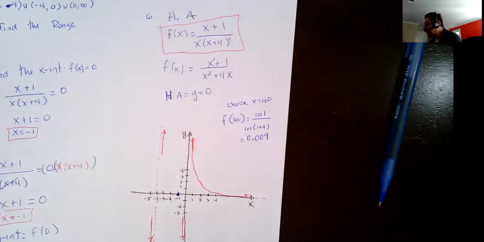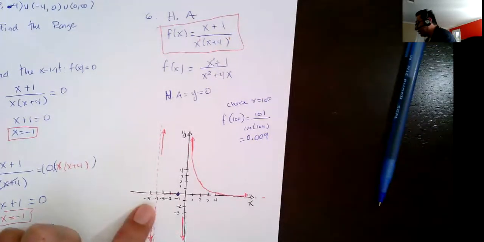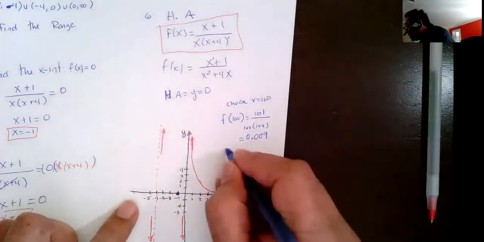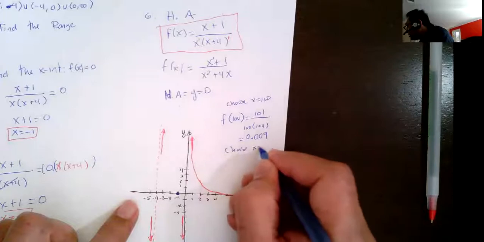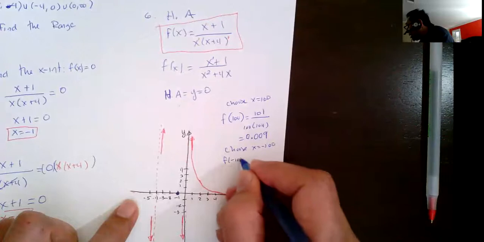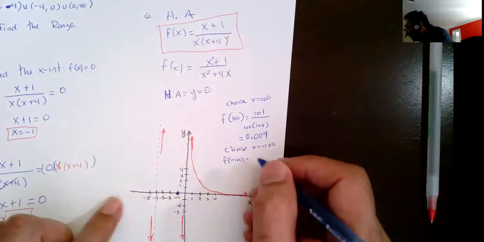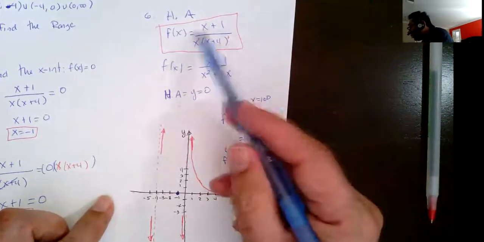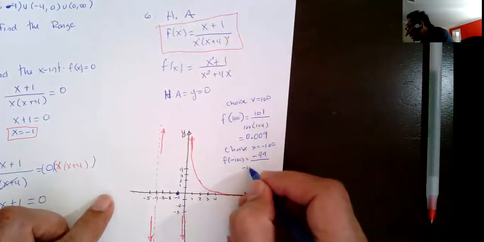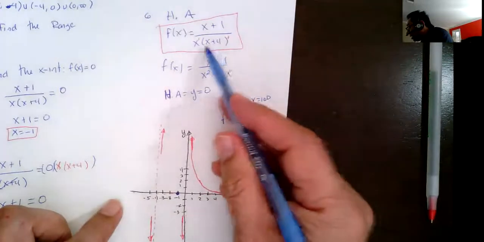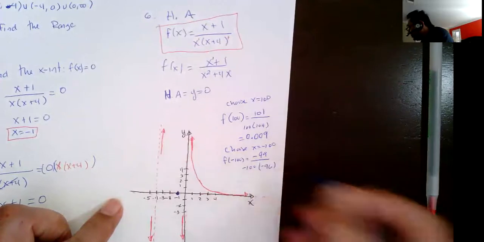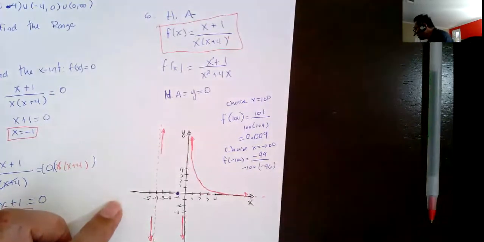All right. So let's do the same on the left side of -4. Let's pick, let's say, -100. Now it says choose x equals -100. And now let's evaluate f at -100. Let's see what we get now. So that would be -100 plus 1, that would be -99, divided by -100 times -100 plus 4, that would be -96.